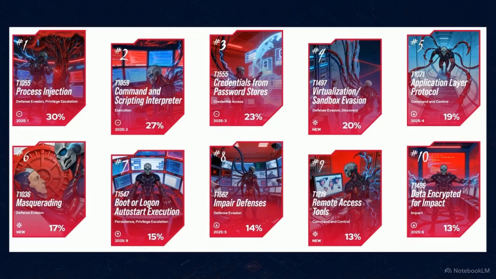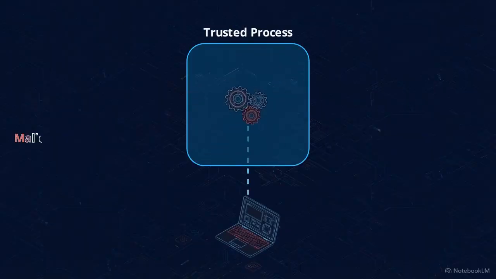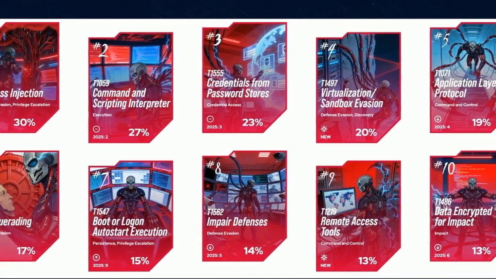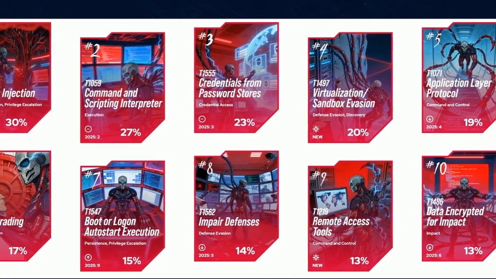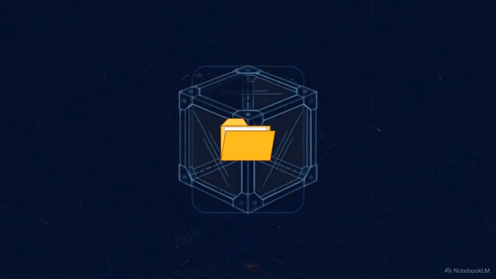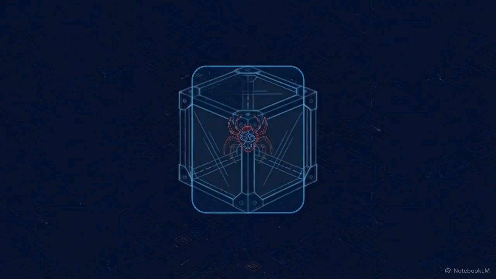This graphic shows the top adversarial techniques used today, and you'll notice the #1 spot goes to process injection. Process injection is a method where attackers hide the malicious code inside perfectly safe, normal software running on your computer, making it incredibly difficult to spot. If we look down at numbers 3 and 4 on this same graphic, we see a heavy reliance on stealing passwords and evading sandboxes. A sandbox is an isolated test environment where security software tries to safely detonate suspicious files.